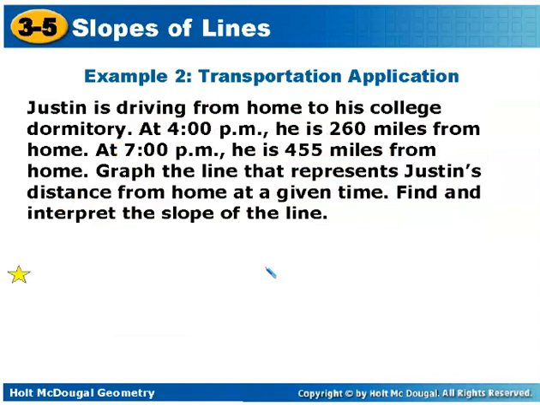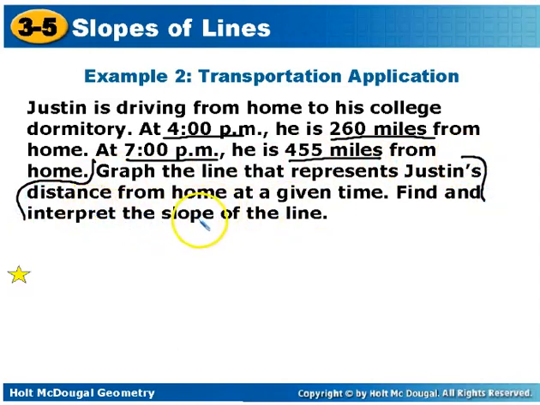Okay, let's try an application. Now, sometime most of you are going to go off to college, and you may be driving from your house back to school. So this is an example of Justin doing that very thing. At 4, he's 260 miles from home, and at 7, he's 455 miles from home. So these look like key pieces of information. So I'm going to go ahead and underline them just in case I need to go back to my problem and find them.